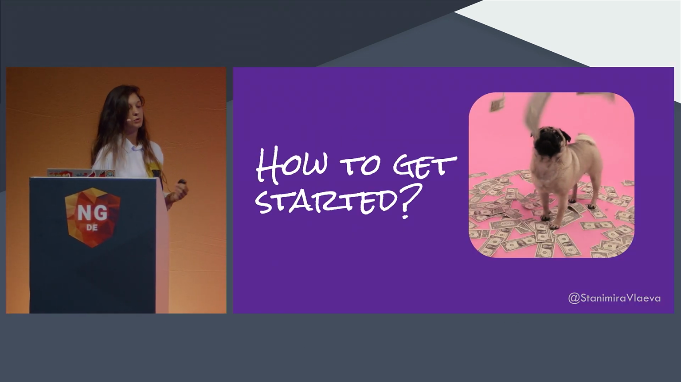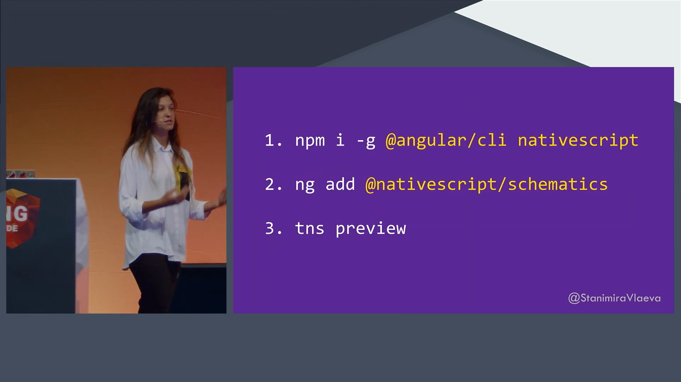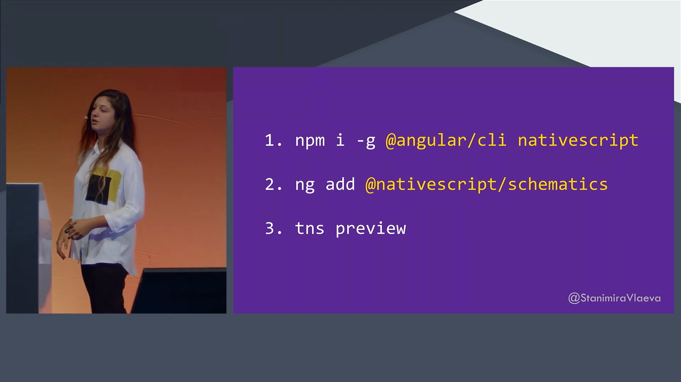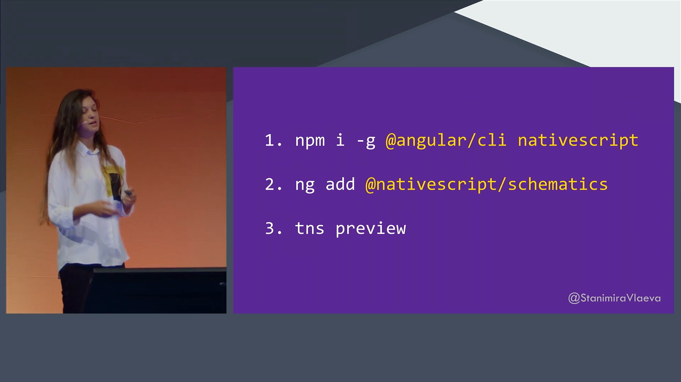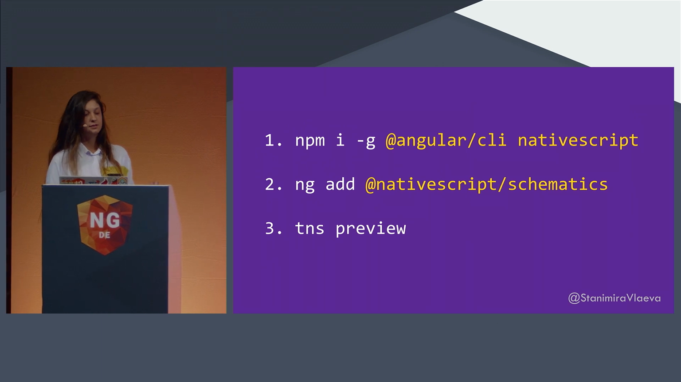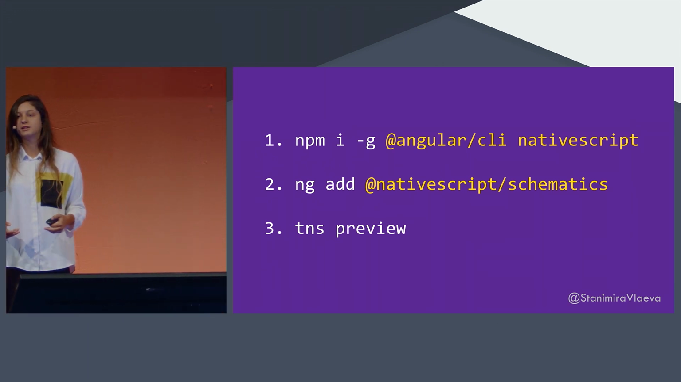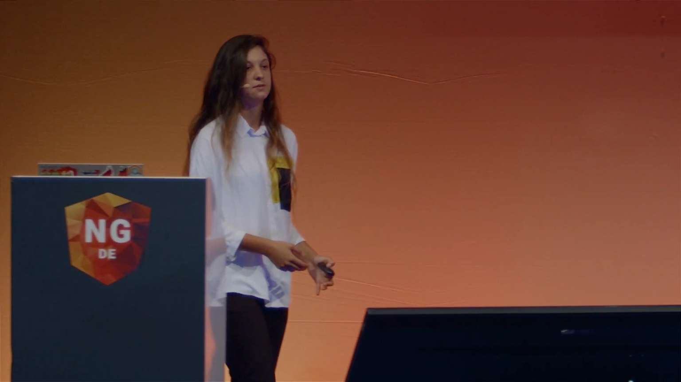And how do we get started converting our code? So the easiest way to get started is by installing the Angular CLI and the NativeScript CLI. You're going to need the first one to build your web project and to run ng add, and the second one to build your mobile project. Then you can execute ng add @nativescript/schematics, which is going to add a very, very simple and basic mobile application inside your web project.